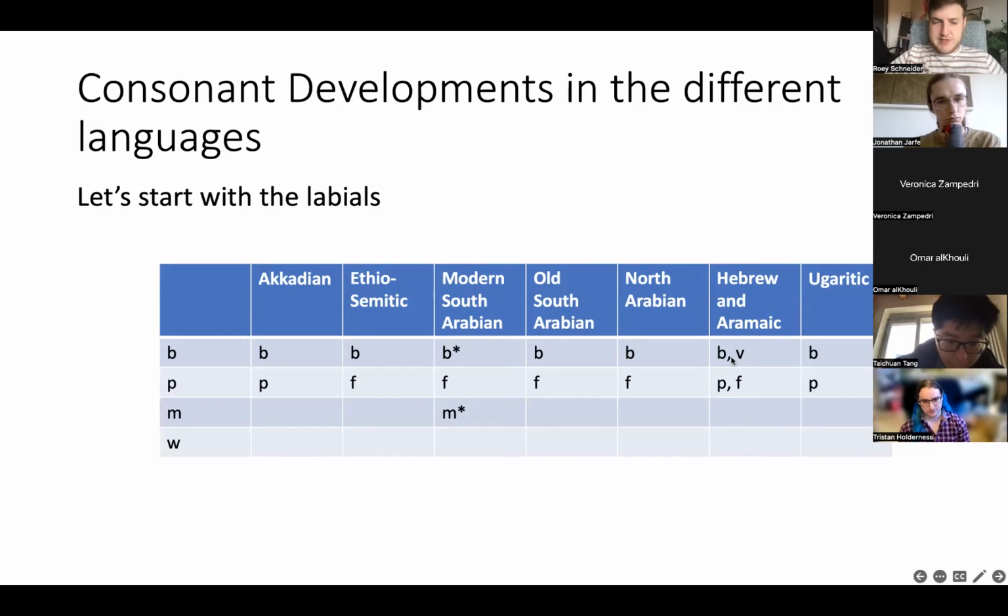P is a little bit more interesting. As I've already mentioned, it has shifted to F, which is a form of lenition or spirantization in South Semitic. So Ethio-Semitic, Modern South Arabian, Old South Arabian, and North Arabian. Once again, this is not a branch, this is an areal group, and this is an areal shift. In Hebrew and Aramaic, we have spirantization that is conditioned by something.